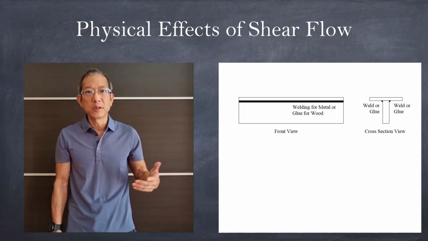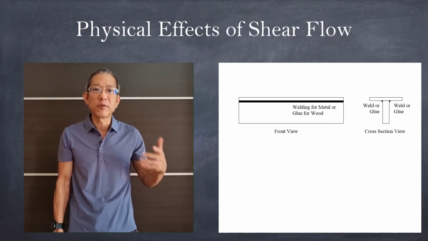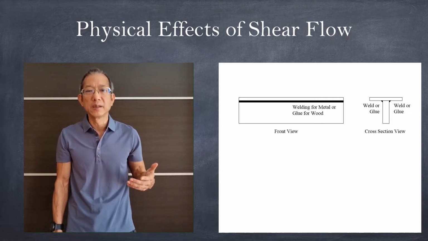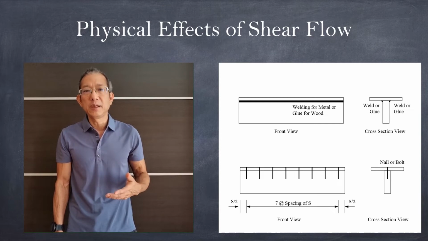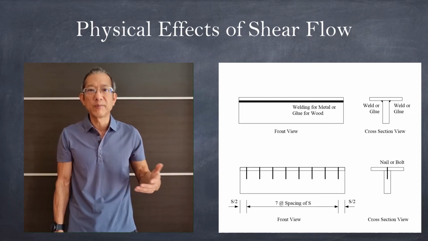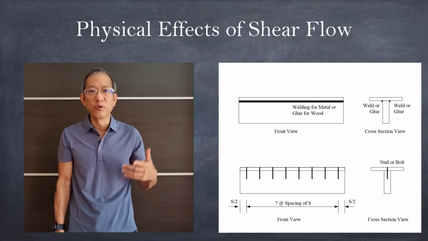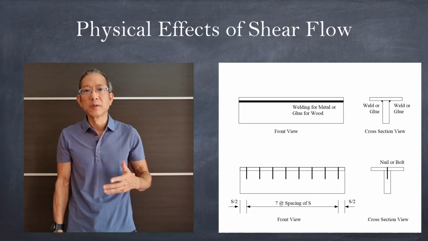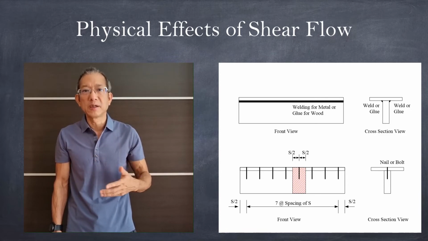If it's wood, then it cannot be welded, so we can use glue instead. And we design the strength of the weld or the line of glue to make sure it doesn't slide. Or, as shown at the bottom here, maybe we don't want to use a glue system or welding system. We can use a nail for wood or a bolt for wood or metals, right? These are the things we can do to guarantee that the cross section will behave together, so the material behaves as one.